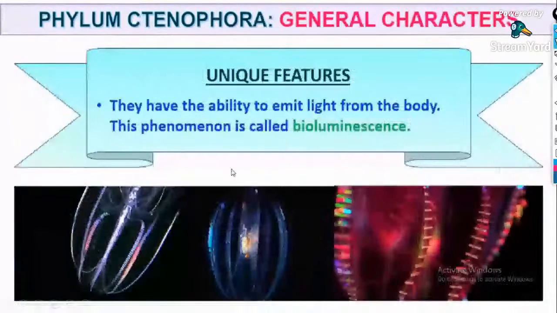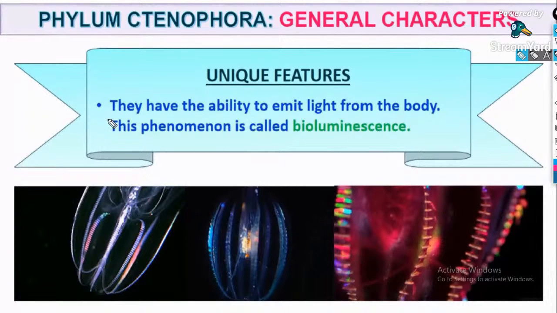Then they show a property known as bioluminescence, that is, they emit light from the body. They still emit light, and that is known as bioluminescence. In Ctenophora, it shows a larval stage. The larva is known as cydippid, the larva of Ctenophora.